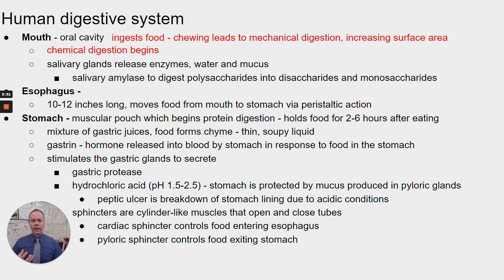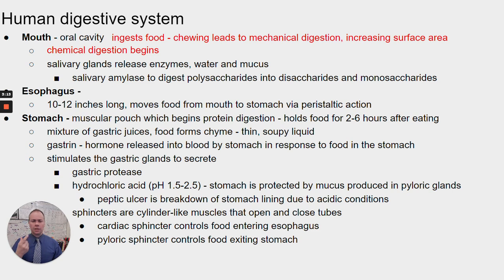Also in our mouth, we have some digestive enzymes. Our saliva contains enzymes which are adapted to take polysaccharides, large carbohydrate molecules, and break them into smaller, simpler monosaccharides and disaccharides. That process begins in our saliva.